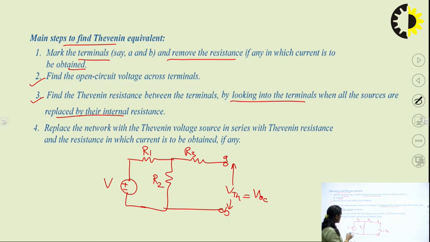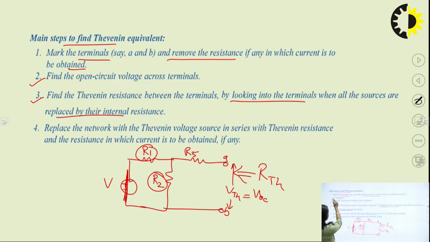Suppose it is an ideal case. In an ideal voltage source, we know that the internal resistance is 0. So you will just remove this source and short circuit it, right? So this will be short circuited, and from this terminal you will find the RTH. You can see this R1 and R2 are in parallel combination, and this will be in series with R3. So this is how you can find the value of Thevenin resistance.